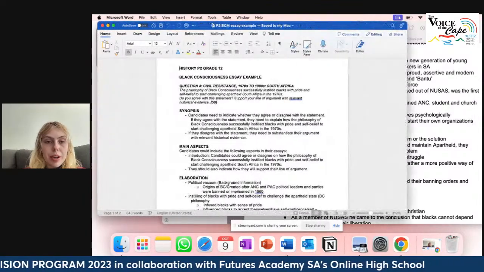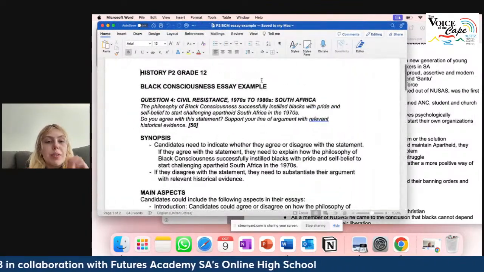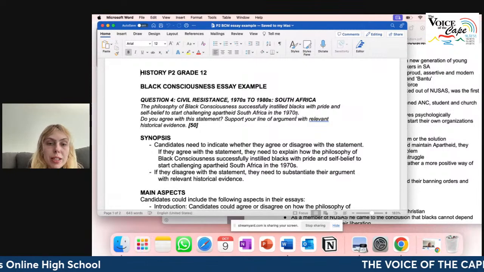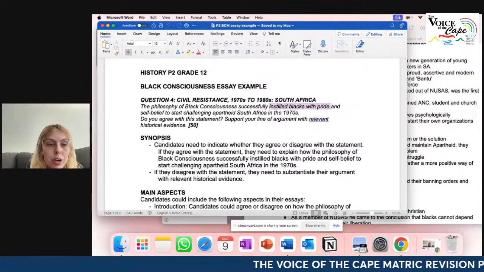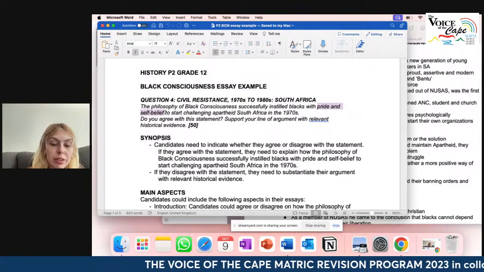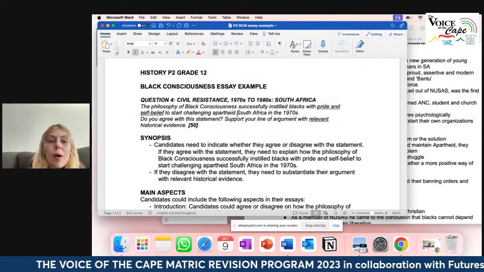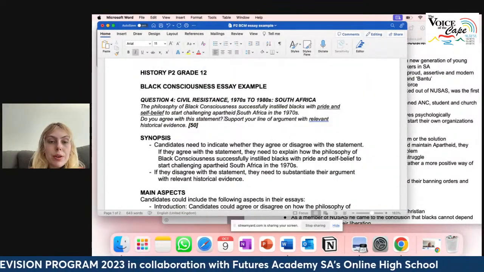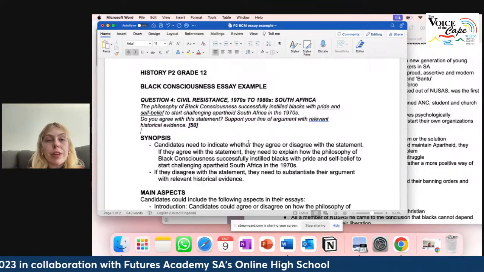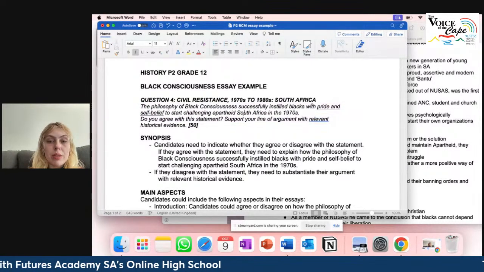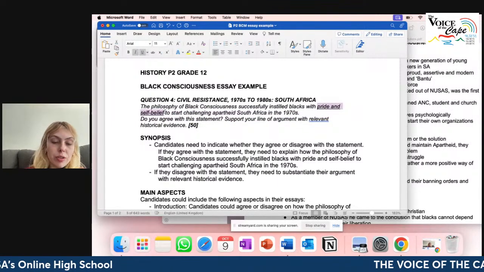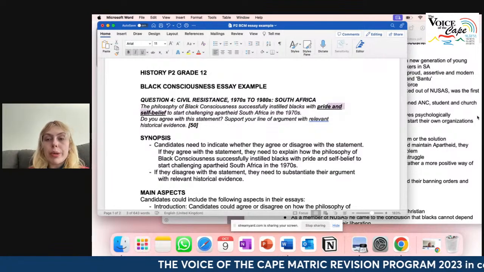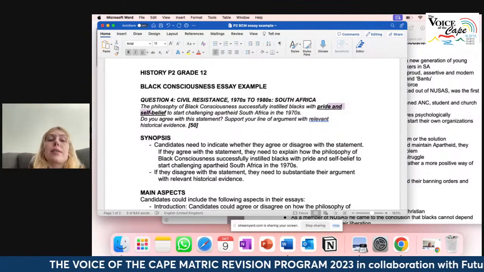Okay, so we have our essay question. It says the philosophy of Black consciousness successfully instilled Black people with pride and self-belief to start challenging apartheid South Africa in the 1970s. So pride and self-belief. Do you agree with this statement? Overwhelmingly, the content agrees with this statement. So we need to say in our introduction whether we agree with this statement or not, and we do. And the main thing we need to prove is that it instilled Black people with pride and self-belief. So we would use evidence as instances where it did that.